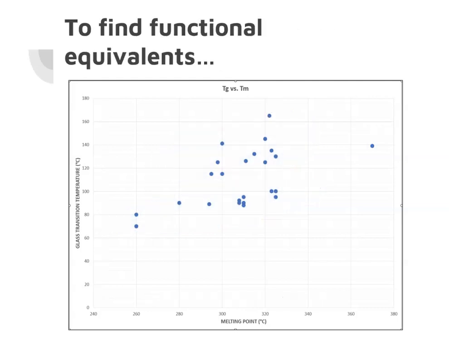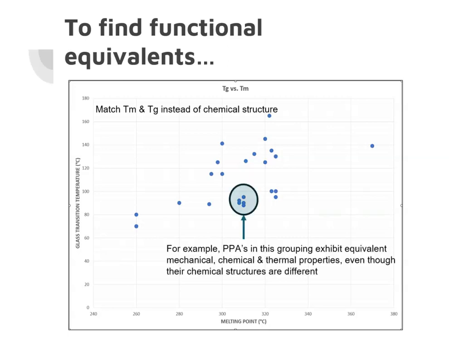So in terms of material selection, to find functional equivalence, you should match the Tm and Tg instead of chemical structure. For example, this cluster of grades all have similar mechanical, chemical, and thermal properties, even though their chemical structures are different.